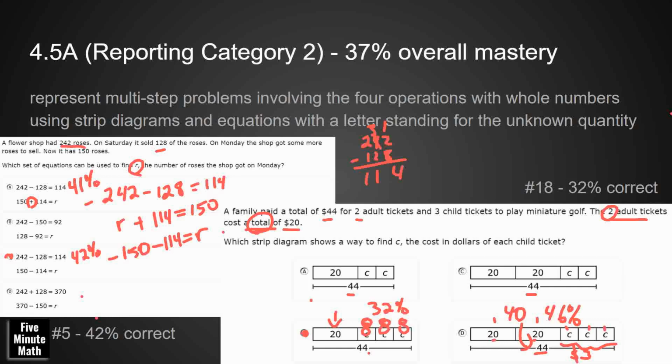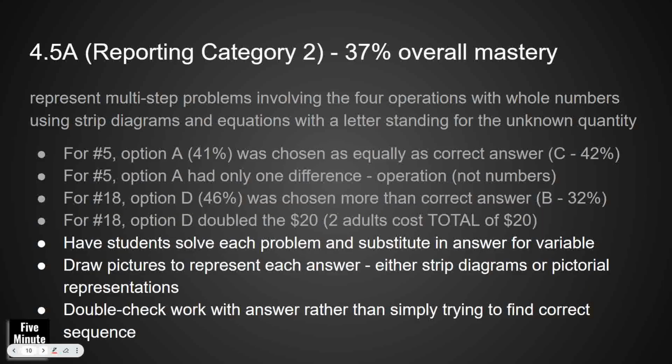And remember, this is the adult tickets of $10 each. So two adult tickets for $10 each, three children's tickets for $8 each. That makes more sense, right? That passes the smell test. So we need to have our students actually solve the problem and then just see, does that make reasonable sense?